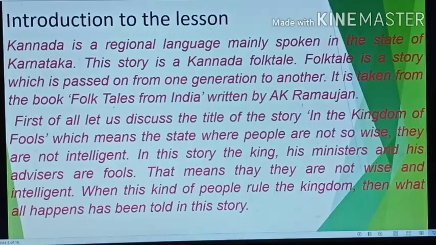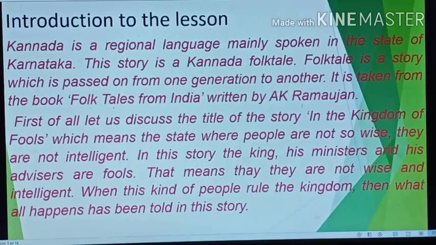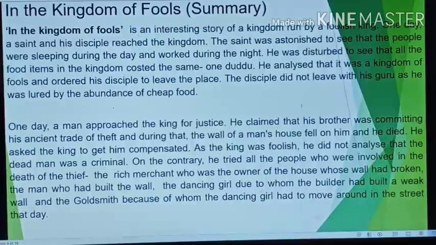First of all, let us discuss the title of the story, In the Kingdom of Fools, which means the state where people are not so wise. They are not intelligent. In this story, the king, his ministers and his advisors are fools. That means they are not wise and intelligent. When this kind of people rule the kingdom, what all happens has been told in the story. So let us see next. Let us read the summary and understand.